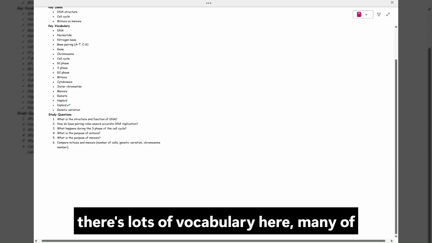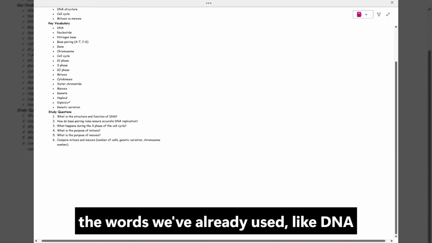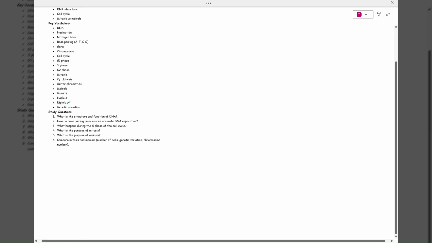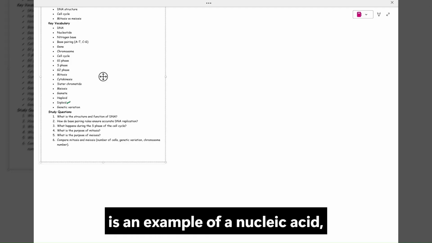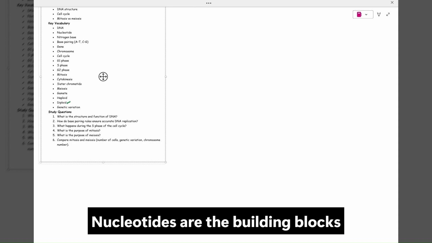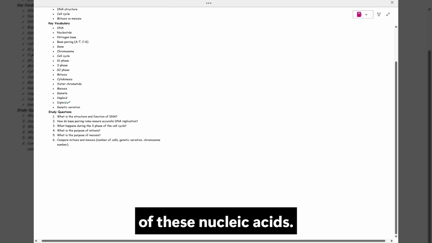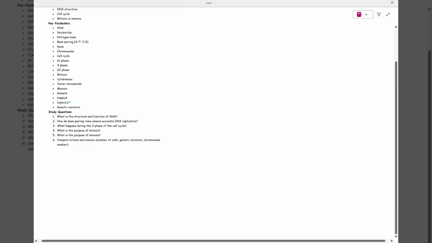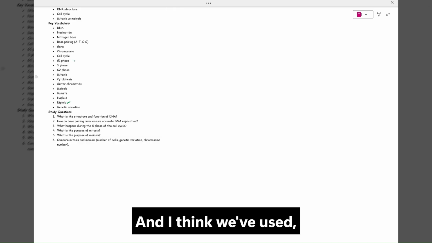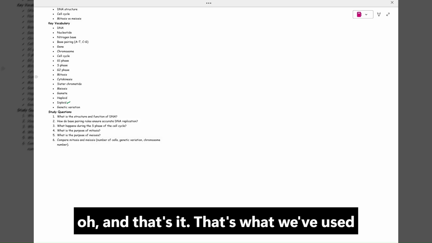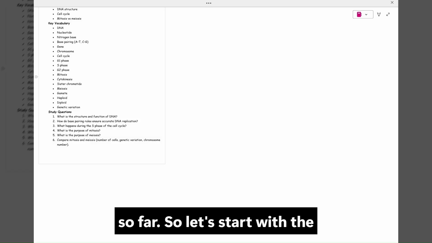So there's lots of vocabulary here, many of the words we've already used. DNA is an example of a nucleic acid. Nucleotides are the building blocks of these nucleic acids. And I think that's what we've used so far. So let's start with the questions.